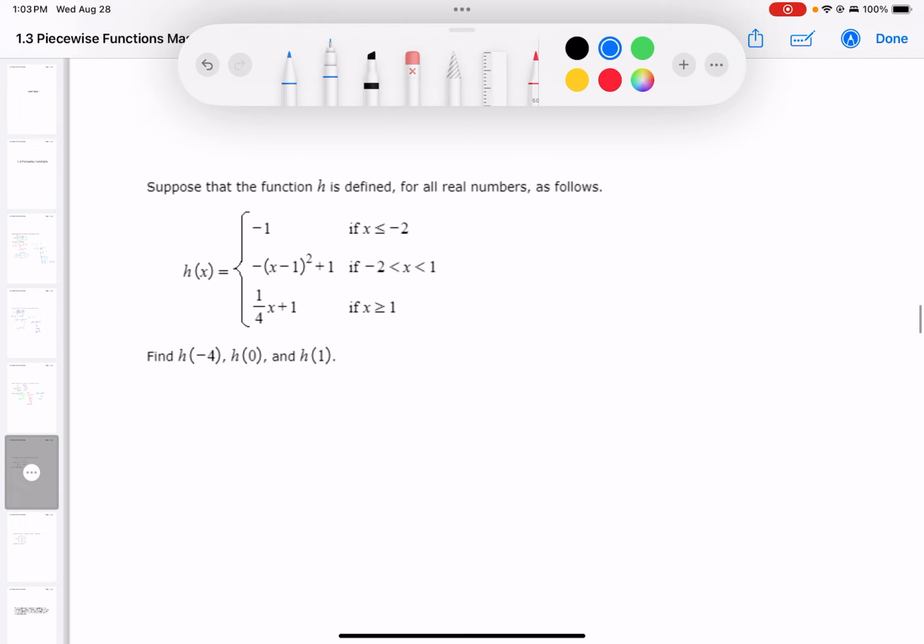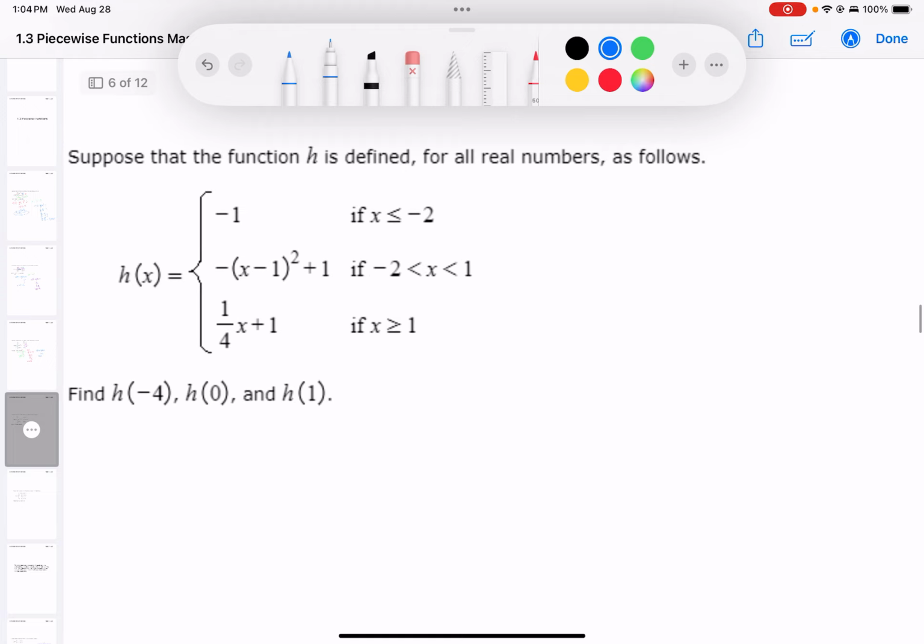Okay, let me do one more of these and we'll move on to a different one. This follows similar criteria. We just need to figure out where this -4, or whatever number we're working with, makes a true statement. So if I plug it in here, -4 is less than or equal to -2. Well, that's true. So h of -4, and then my equation is just -1. So I'm done. Check.